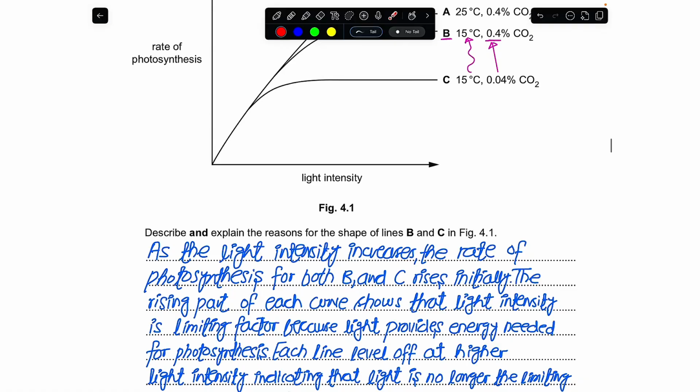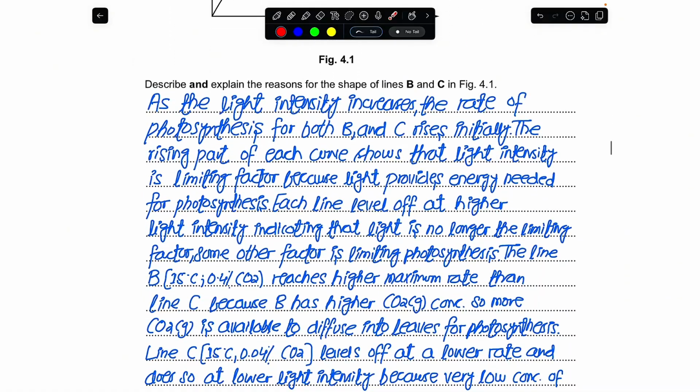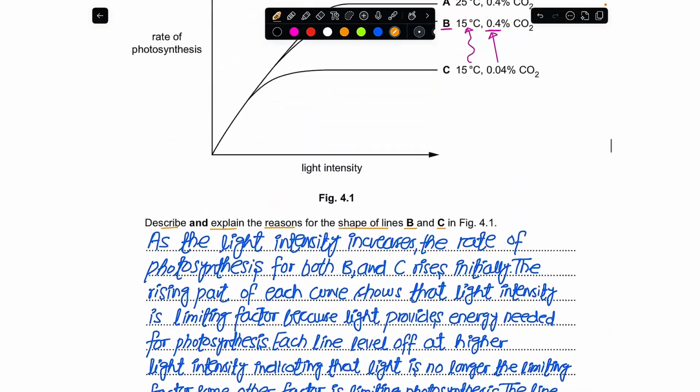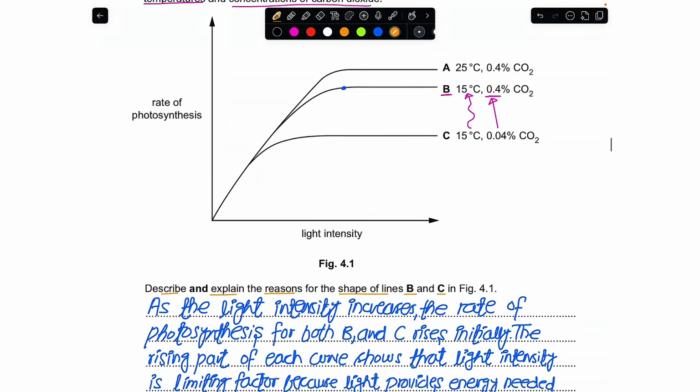Now let us try to see what the examiner has to ask. This was challenging. For 6 marks, we are required to describe and explain the reasons for the shape of lines B and C that we have got. Now, I will be reading these points and indicating what we were required to write here.